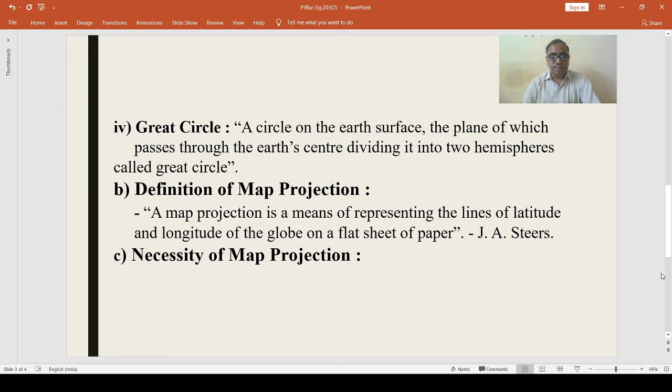Another definition for map projection is given by Dietz and Adams. Map projection is defined as a systematic drawing of lines representing meridians and parallels on a plane surface, either for the whole earth or part of it. Another definition: map projection is a systematic network of lines of latitude and longitude on a plane surface, either for the whole earth or part thereof.